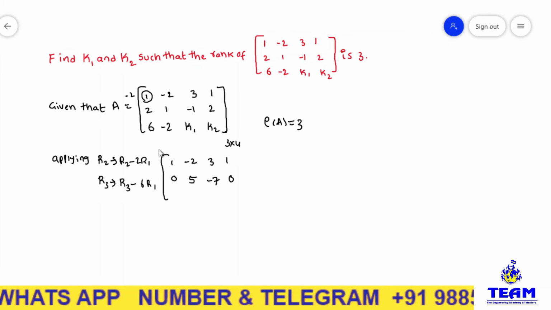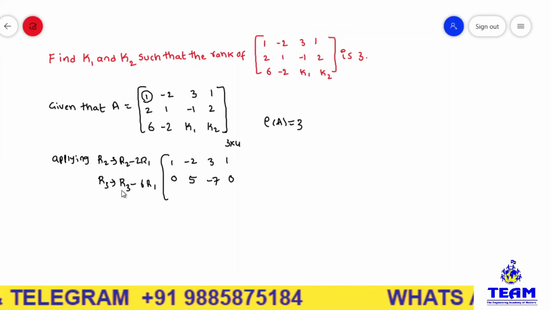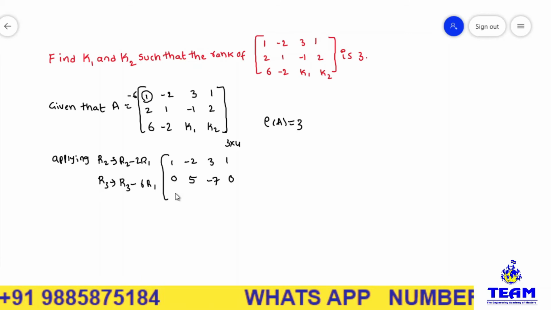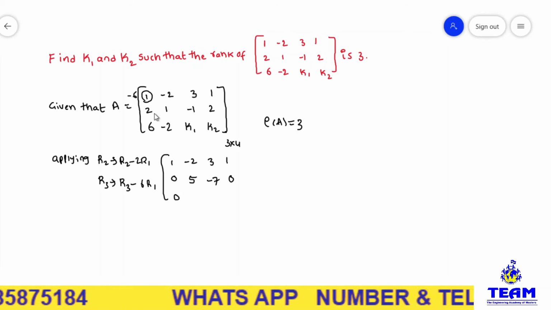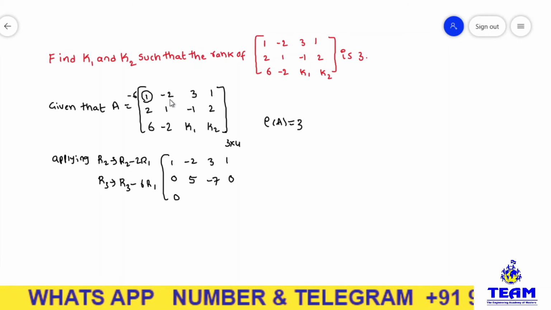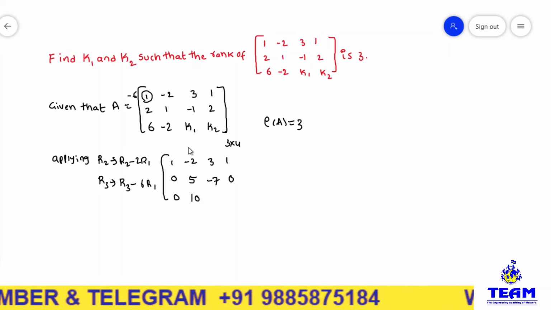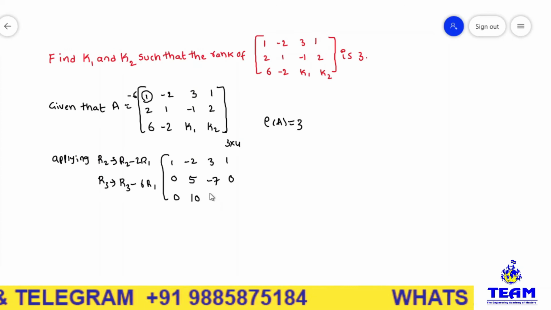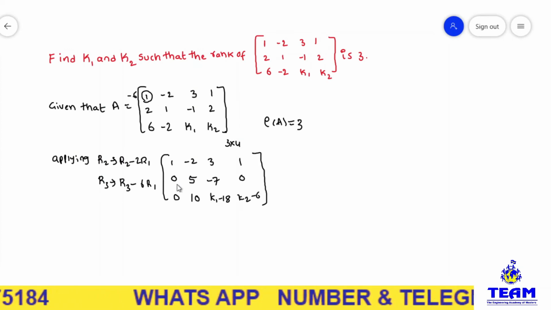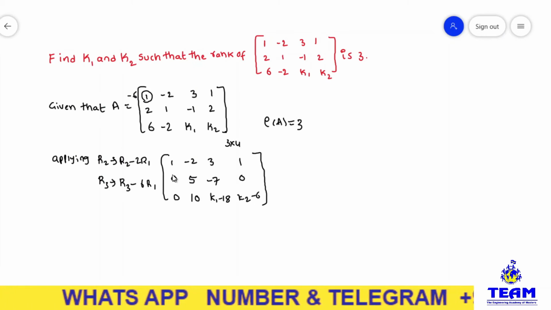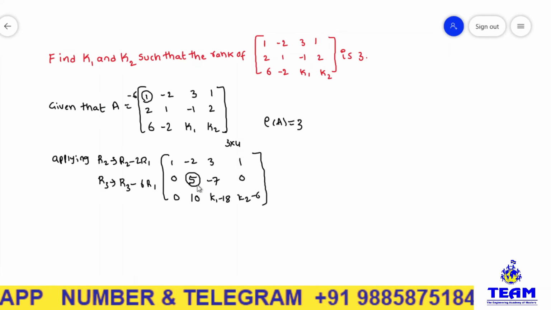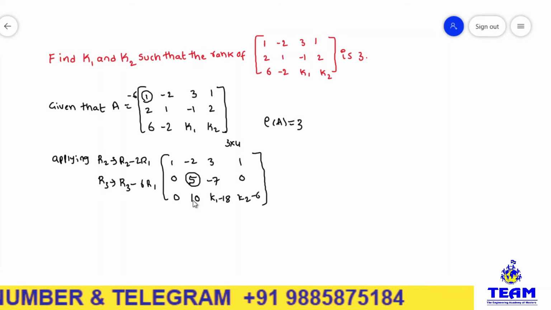Next you have the third row, R3 tends to R3 minus 6R1. So write down here, 6 minus 6 is 0. Minus 2 minus of minus 6 times 2 is 12, so 10. K1 minus 18, K2 minus 6. Next, here below the diagonal elements are 0. Now coming to the second diagonal element, by using this second diagonal element, make the elements below the diagonal 0.